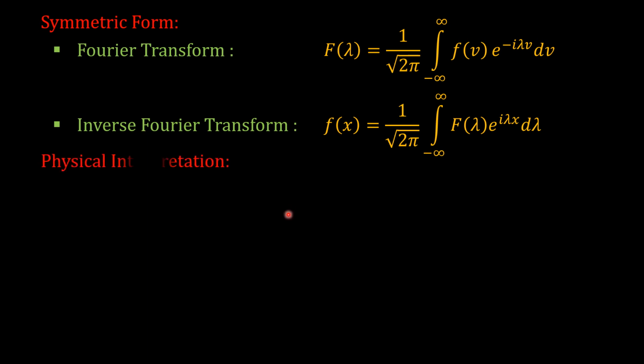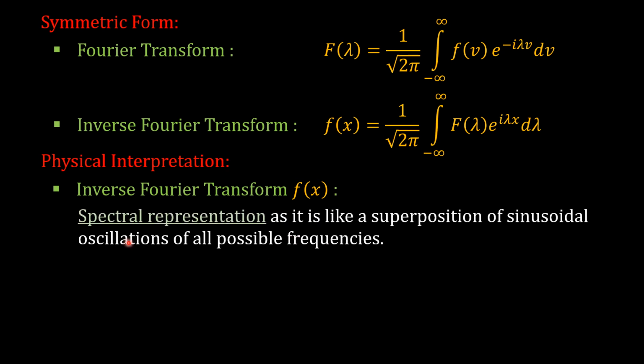Now we will see its physical interpretation. The inverse Fourier transform f of x, what does it give us? If you look at this formula, F of lambda e raised to i lambda x is the Euler form. If we use the Euler formula here, it will give us cos lambda x plus i sin lambda x. So trigonometric terms are there, and integration is nothing but the limiting sum. So basically it is a summation of the trigonometric terms. Therefore, what does this f of x give us? It gives us the spectral representation, as it is a superposition of sinusoidal oscillations of all possible frequencies.